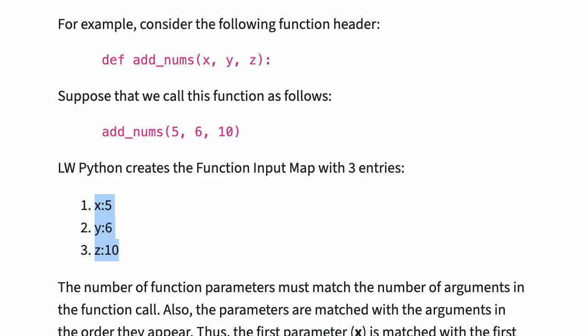The number of function parameters must match the number of arguments in the function call. Also, the parameters are matched with the arguments in the order they appear. Thus, the first parameter x is matched with the first argument. The second parameter y is matched with the second argument 6, and so on.